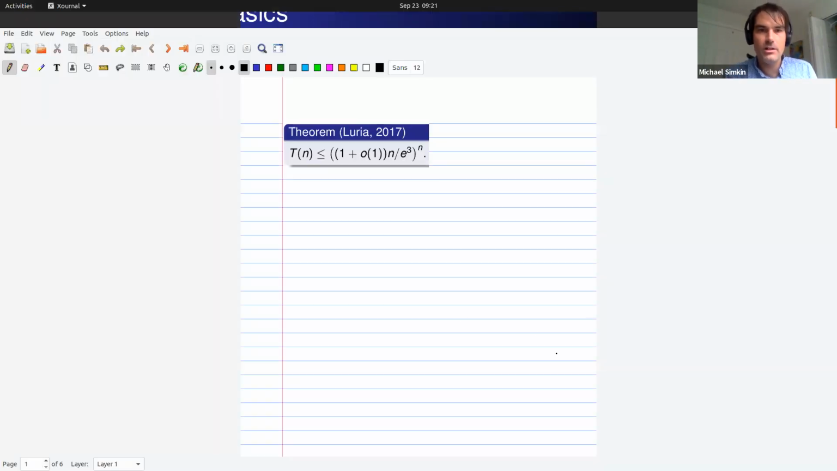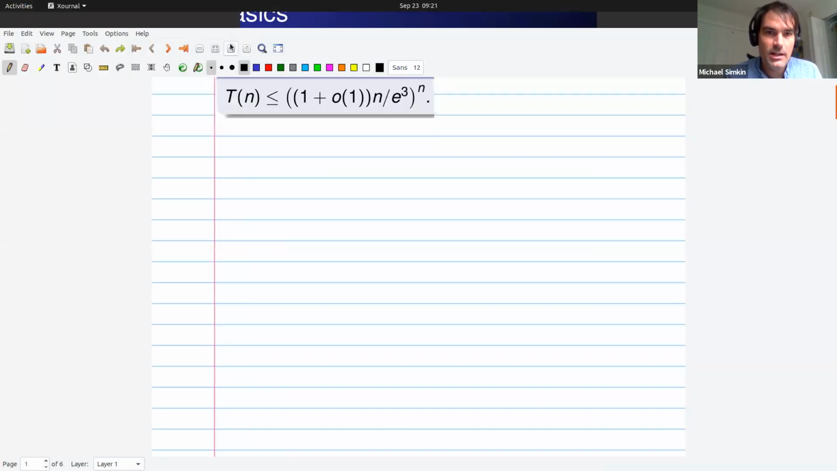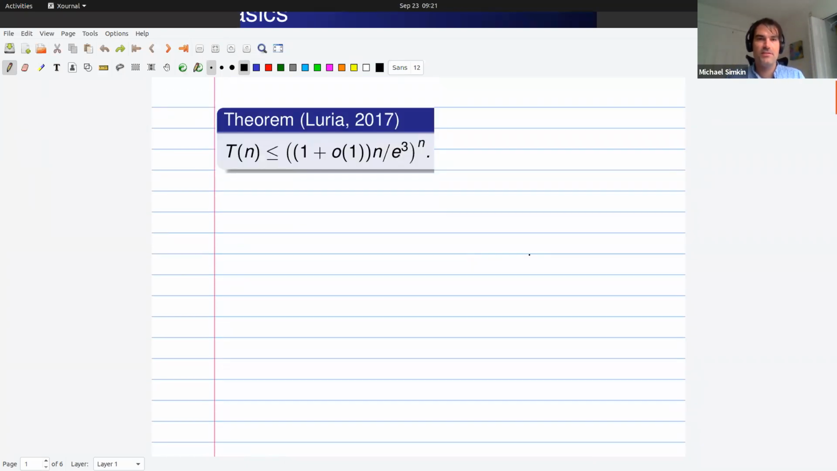Hopefully now you all see a writing pad, and you should see this theorem of Luria's from 2017. This is not a result of mine in any way, but it is a very nice introduction to the entropy method, and it gives a flavor of one of the main ingredients that are used in my own proof. Before I start, if there are any questions, now would be a good time. All right, so here's what we're going to do.